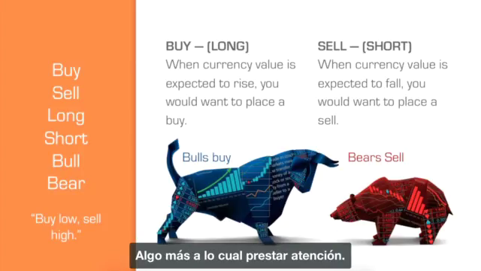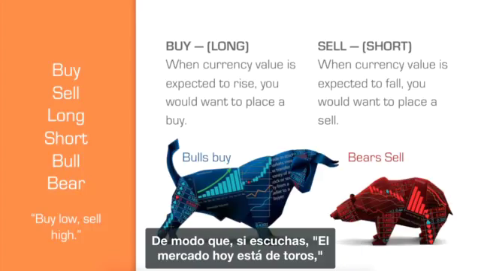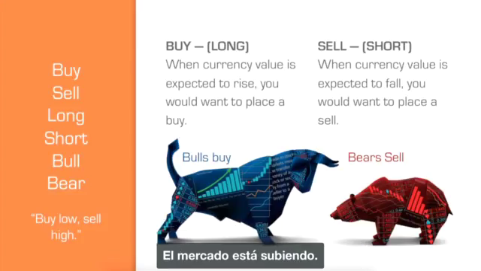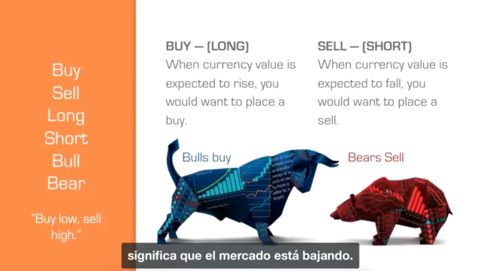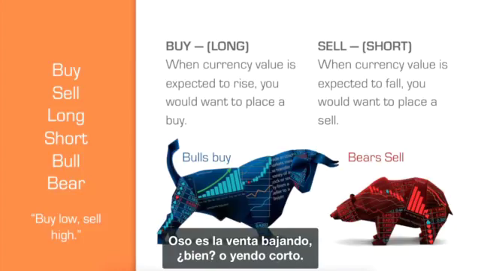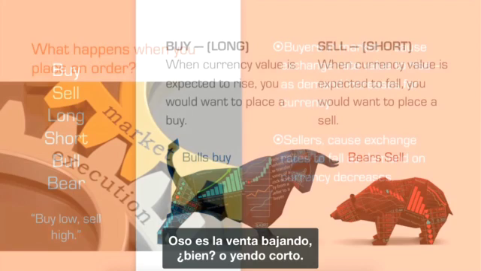Something else to pay attention to. You see the picture, the bulls versus the bears. Bulls are all buy orders. And bears are all sell orders. So if you hear the market is bullish today, that means it's an up market. The market is rising. If it's a bearish market, that means the market is going down. So bulls versus bears. A bull is going up, like a buy or going long. A bear is the sell, going down, or going short.